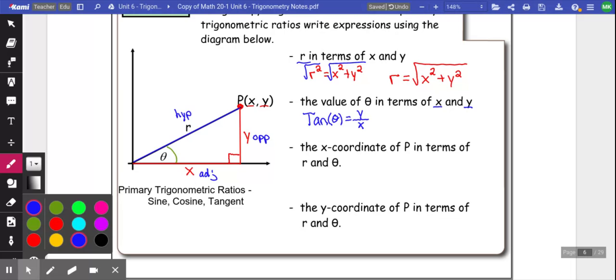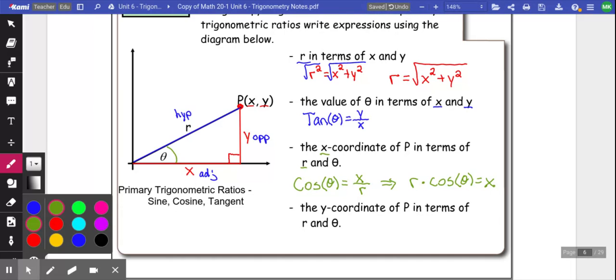Cool. If you want to find the x coordinate of something, and you want to use r and theta, then you would use, what do we want to use? R, which is our hypotenuse, and x, which is our adjacent. So hypotenuse and adjacent would be cosine. We would do the cosine of theta equals adjacent, which is x, divided by hypotenuse, which is r. We could rearrange that formula to be r times the cos of theta equals x.